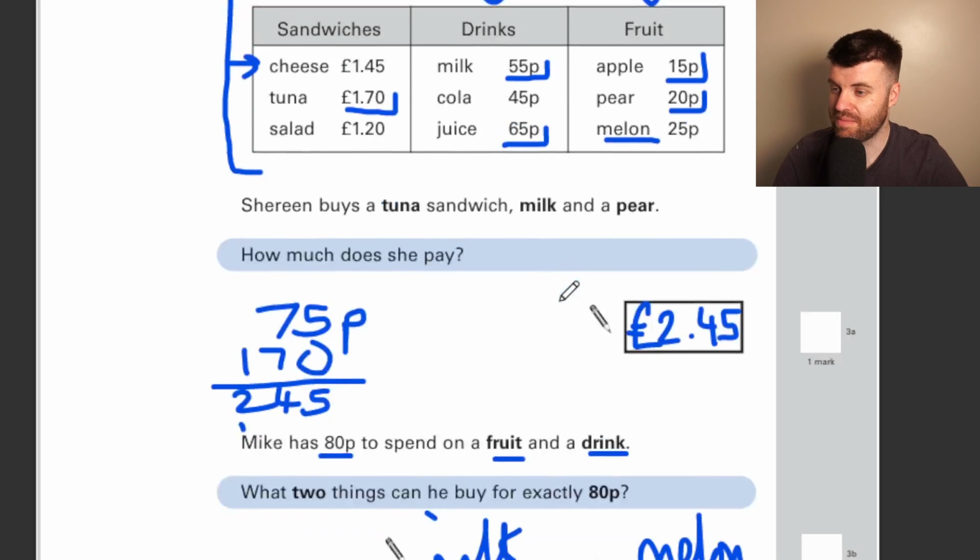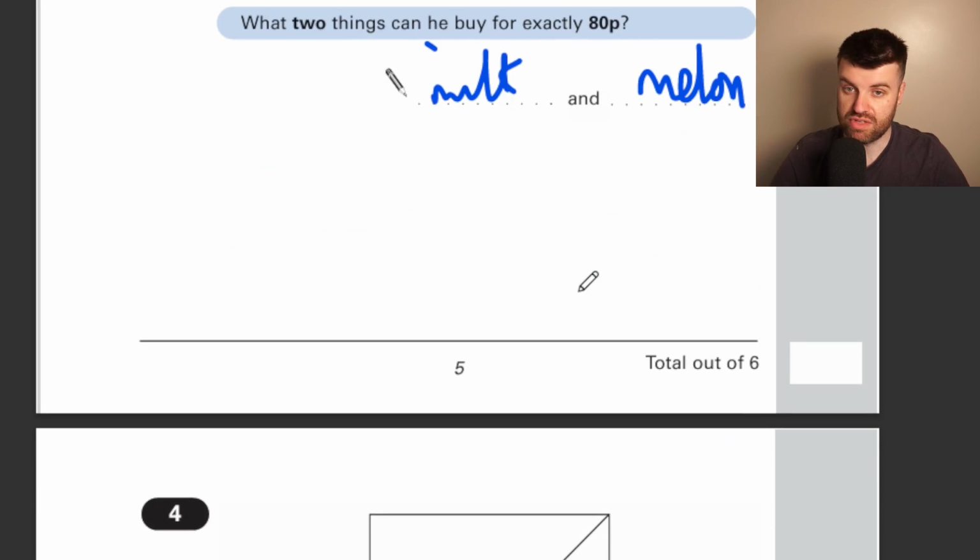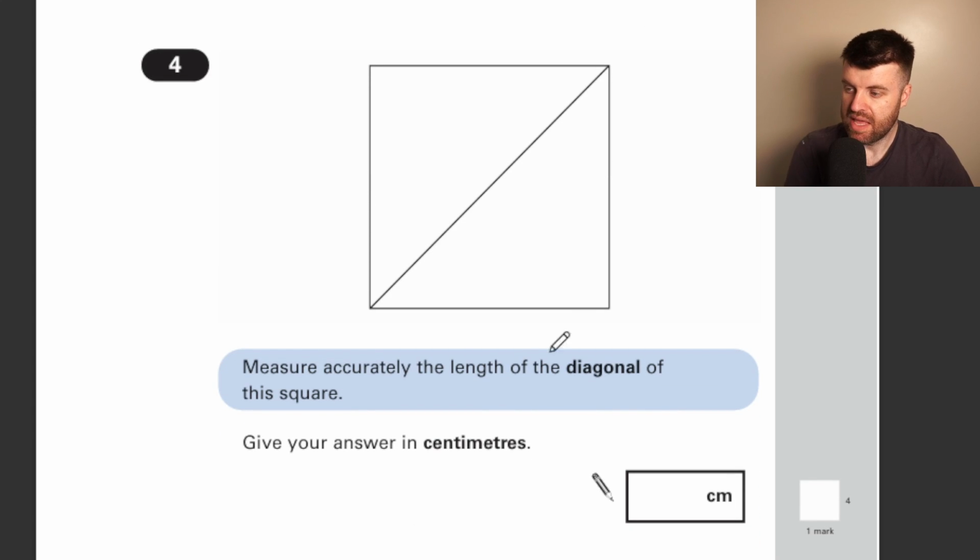My goodness, much cheaper than we get these days. So there are 2 options there. Both would get you a mark. Measure accurately the length of the diagonal of this square.